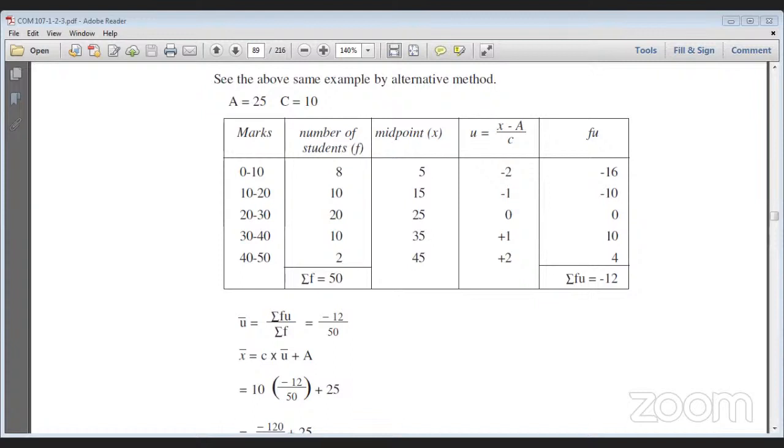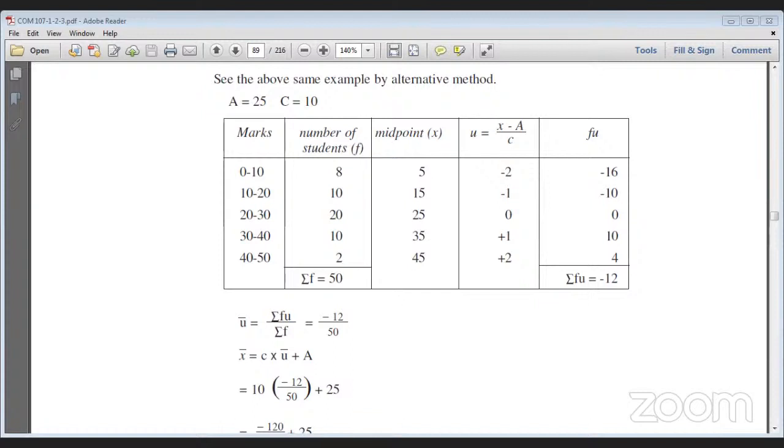Now 290 divided by 20 is approximately 15, which is the arithmetic mean here. Now mean deviation is equal to the sum of f times absolute x minus x bar, 80 divided by 20, which is equal to 4 here. On page number 40, you will find another example for grouped data.